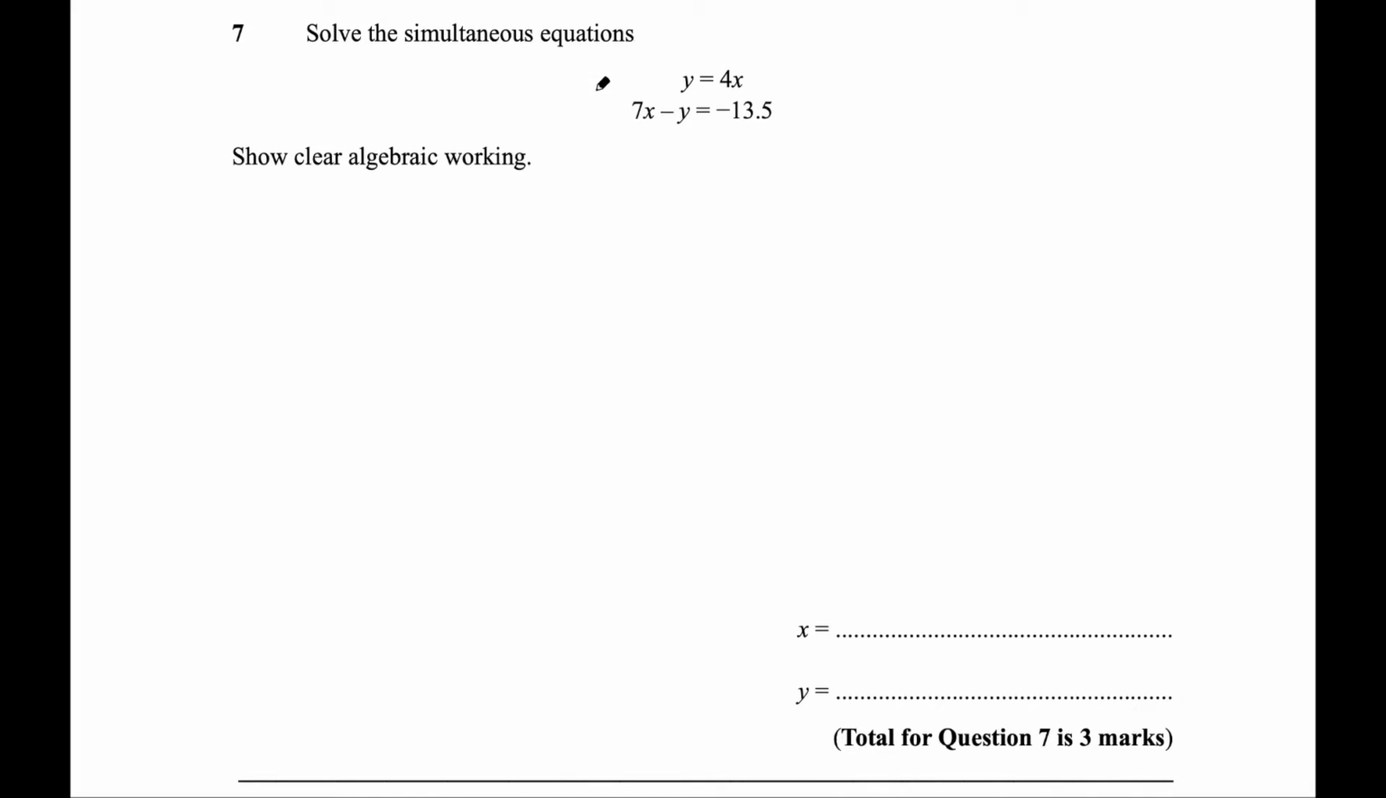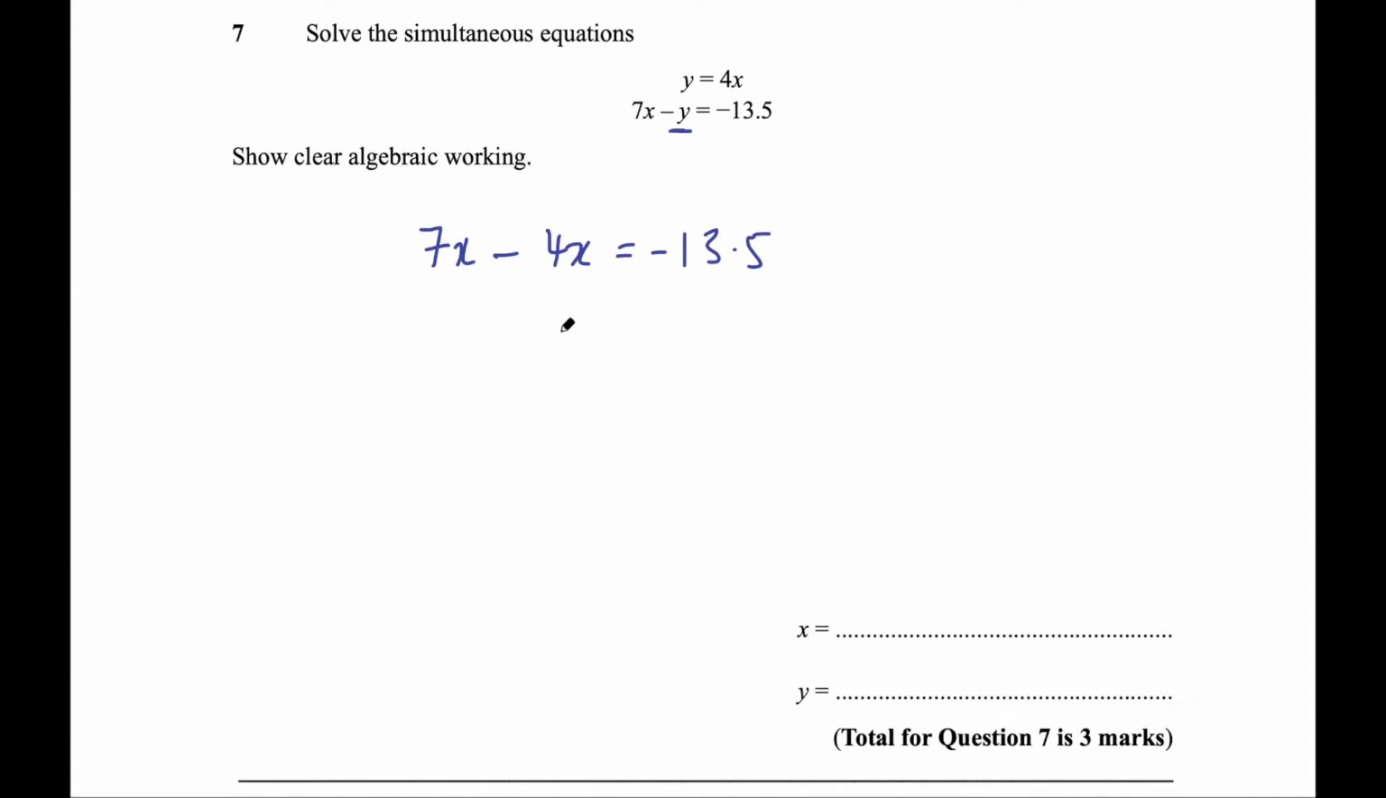Question 7 says solve the simultaneous equations y equals 4x and 7x take y equals negative 13.5. For this one, because they've given you that first equation clearly in terms of y, I would substitute that straight into the second equation. So y equals 4x, therefore we would have 7x take 4x. So I've substituted that value for y into the second equation here, and this equals negative 13.5. And then you can solve for x.